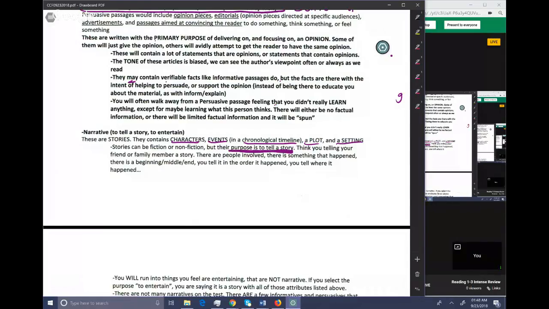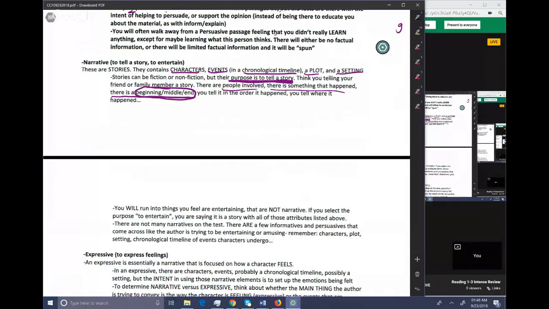So think of telling your friend or your family member a story. That doesn't look the same as informing someone, and it doesn't look the same as persuading someone. So there's people involved. There's something that happened. There's a beginning, middle, and end. That's an important thing to look for. So it's in sequential timeline, and there seems to be a place where it started, a middle point, and a place where it ended. And so unless that's what you have, you do not have entertain.